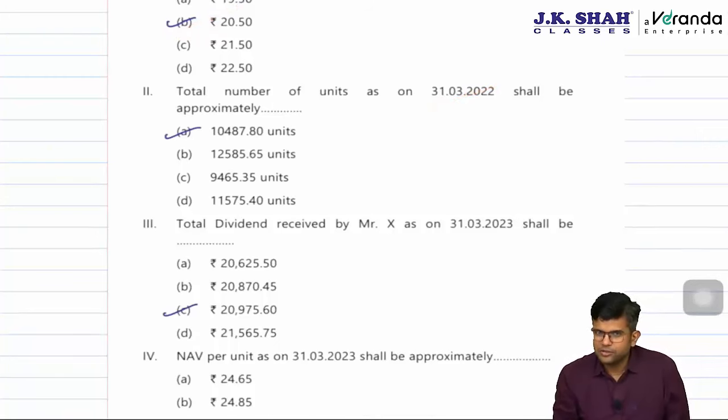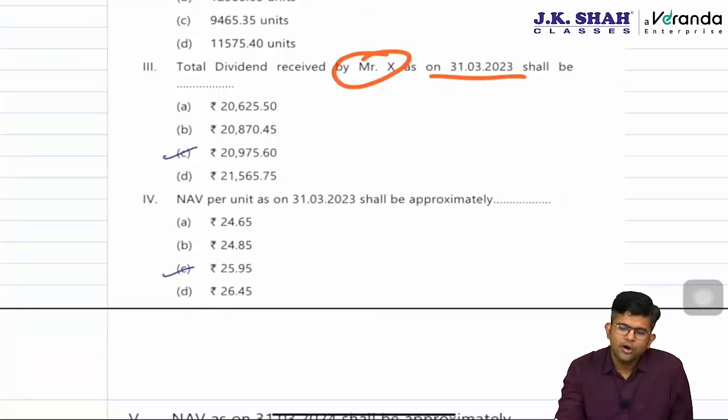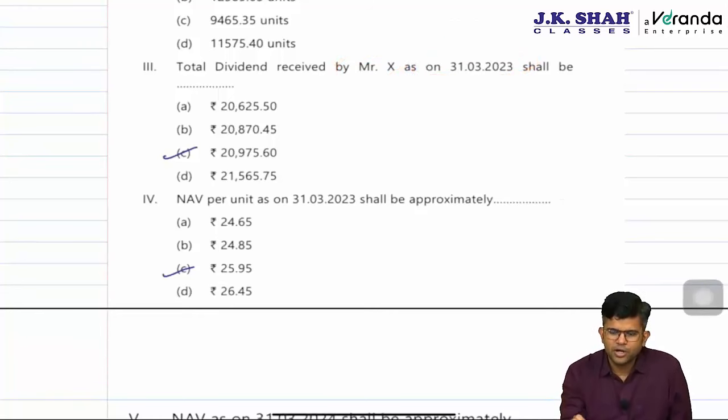I hope you remember 10,000 units plus 487 extra, you got 10,487. Total dividend received by Mr. X on the second date, we have got 20,976. It is basically 20,976 only, this same number.